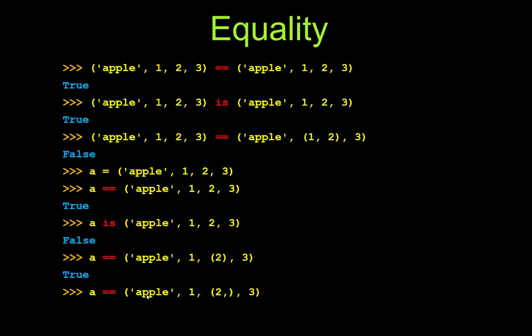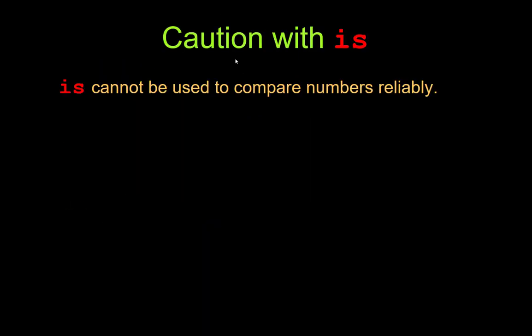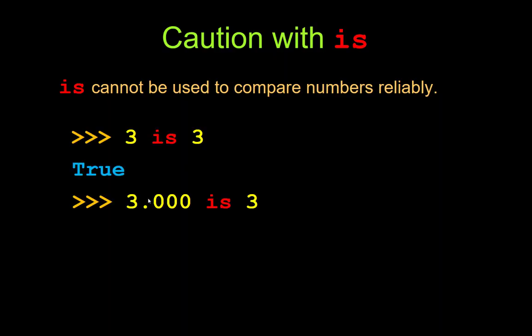a equivalent to (1, 2,)? This is a tuple, so this is different from this. a's content is different from this now. So this is False. There is a word of caution on the use of is for number comparisons. 3 is 3. Yes, this is True. 3.000 is 3. Well, unfortunately, this is False.